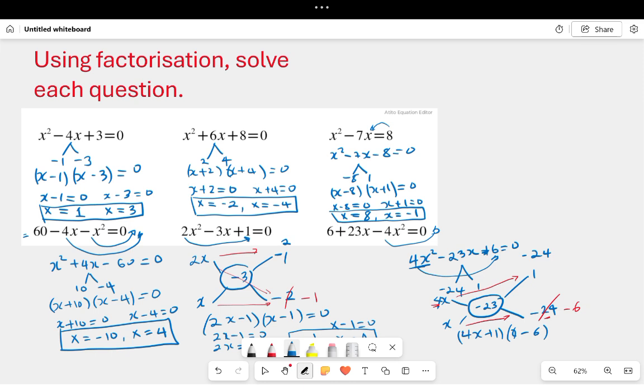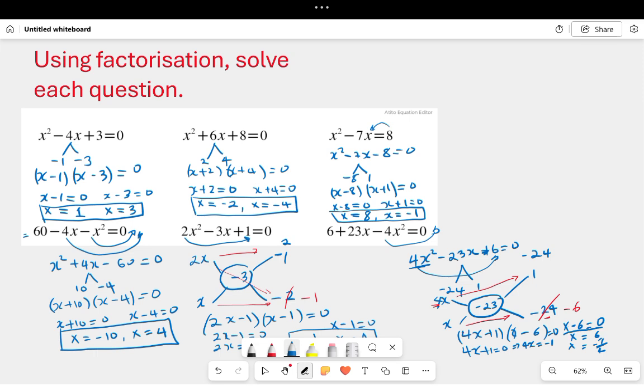So what should be the solutions for this? x minus 6 will be equals to 0. So our x will be 6. The next solution is 4x plus 1 is equals to 0, which means 4x is equals to negative 1. Right? So x will be equals to negative 1 over 4. Let me write it properly. Negative 1 over 4.